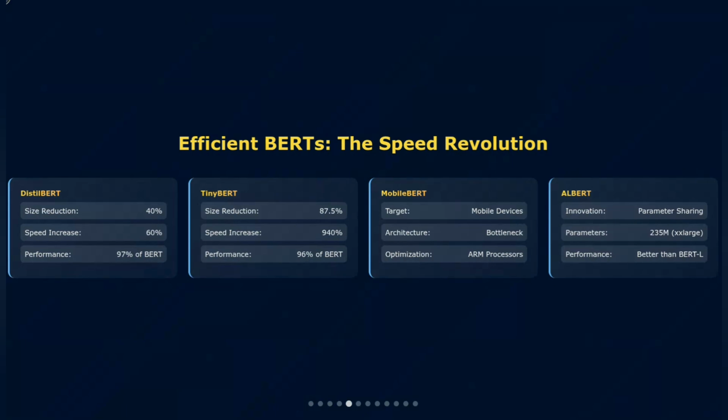ALBERT introduces 2 groundbreaking techniques: factorized embedding parameterization and cross-layer parameter sharing. Factorization separates the size of hidden layers from vocabulary embeddings, dramatically reducing parameters. Parameter sharing means all layers use the same weights, further reducing model size. An ALBERT XXLarge model has 235 million parameters compared to BERT Large's 340 million, yet often performs better.